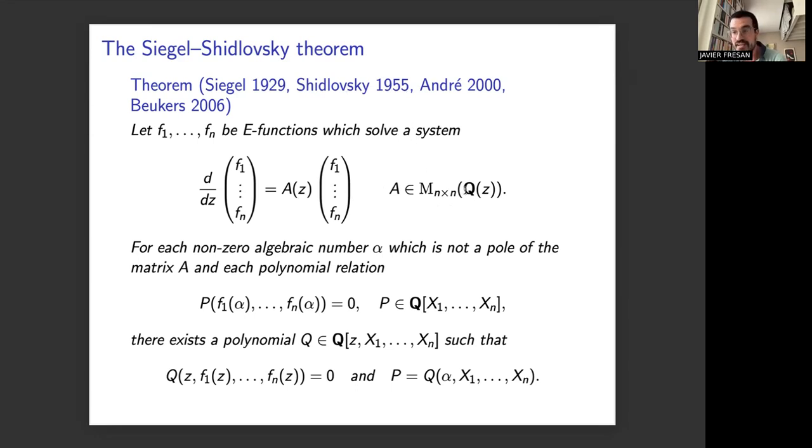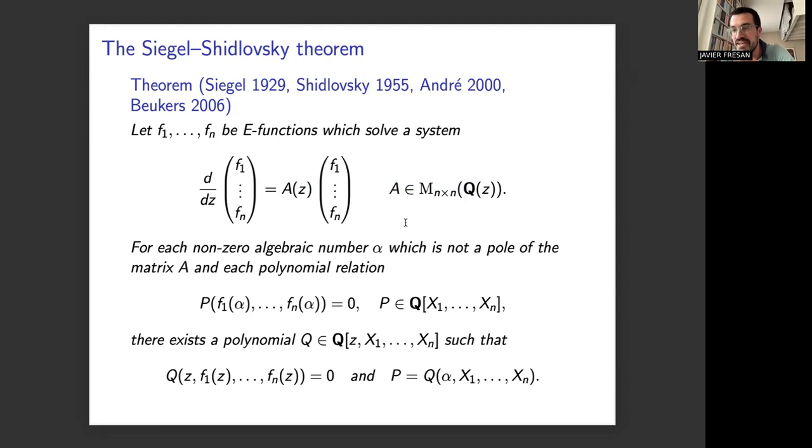And then the very precise statement I'm going to give here is due to André and Beukers. The final statement is due to Beukers in 2006 and relies on the structure of the differential equation of E functions that was understood by André. So the statement is the following. We are going to look at n E functions, and we assume that the vector f1 to fn is a solution of a linear system. This should be Q bar, sorry, as actually everywhere in this slide. So they are solutions of a linear system with rational coefficients.